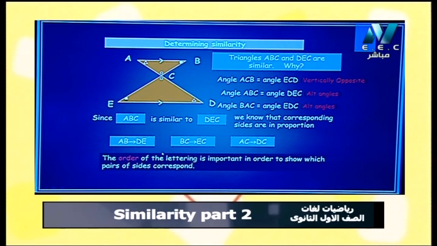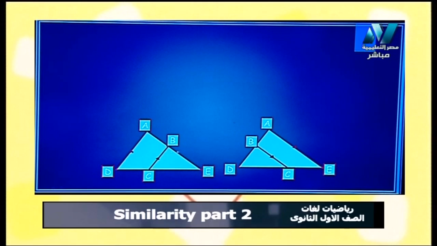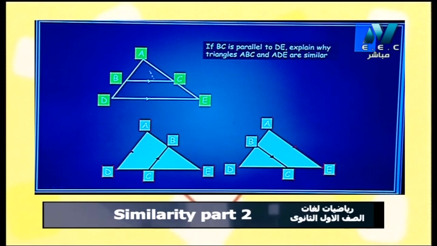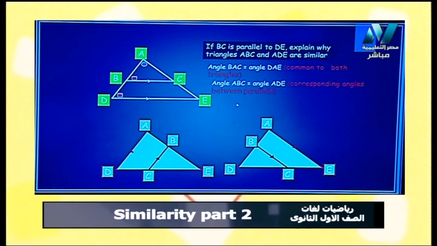The order of the lettering is important in order to show which pairs of sides correspond. We have here two triangles, and this triangle is similar to them. We have here the triangle ADE, and we have BC parallel to DE. We have the angle BAC equal the angle DAE because they are a common angle. We have the angle ABC equal the angle ADE, corresponding angles because of similarity here.